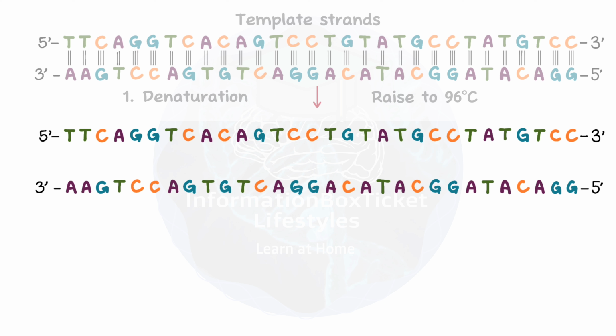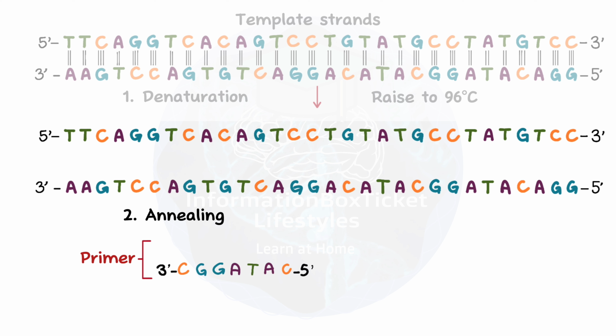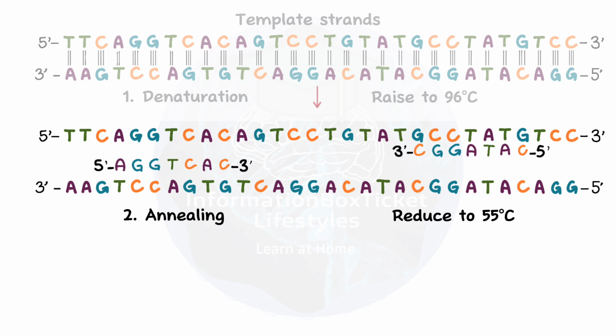Next comes the annealing step. This is where primers come into play, and for our highlighted region, the primers would be 3'-CGGATAC-5' and 5'-AGGTCAC-3'. During annealing, we reduce the temperature to about 55 degrees Celsius, which allows the primers to bind to their matching sequences on the single-stranded DNA.